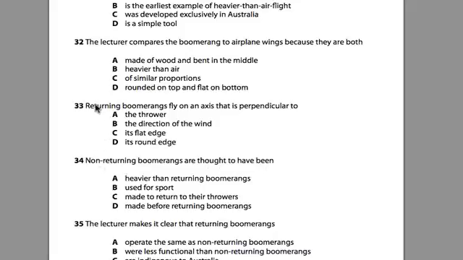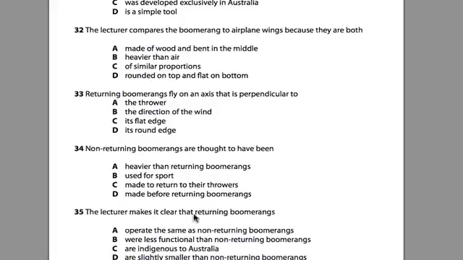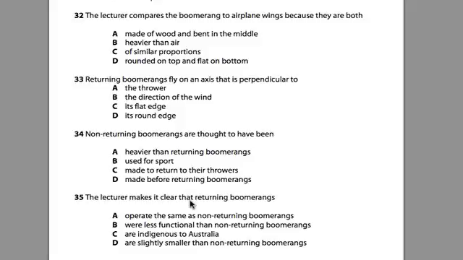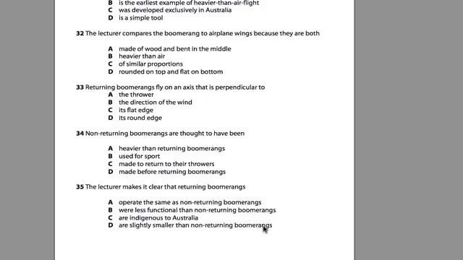Non-returning boomerangs are thought to have been... Okay, let's underline these words, returning and non-returning, because it looks like we have 2 different kinds of boomerangs. And, okay, now let's go to 35. The lecturer makes it clear that returning boomerangs, underline returning boomerangs, operate the same, are less functional, indigenous, native from an area, slightly smaller than non-returning boomerangs.